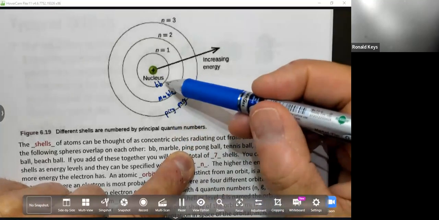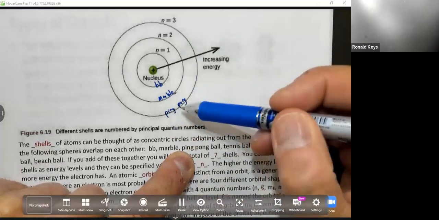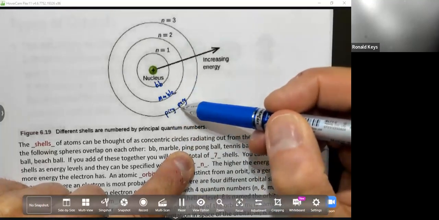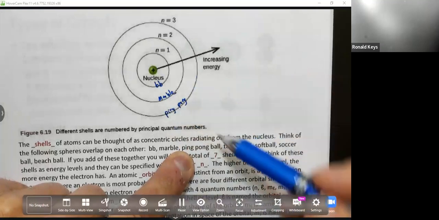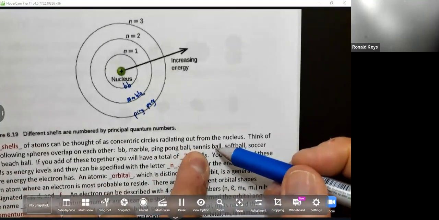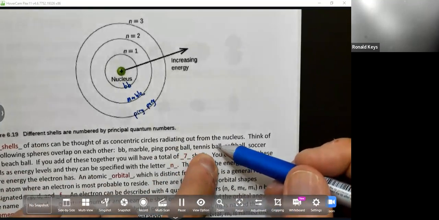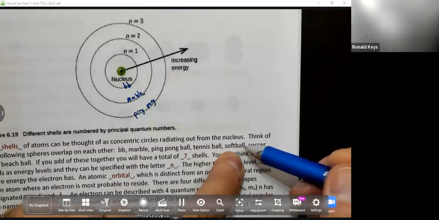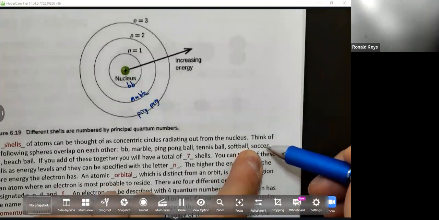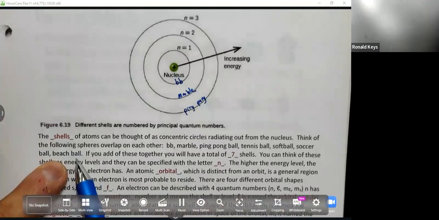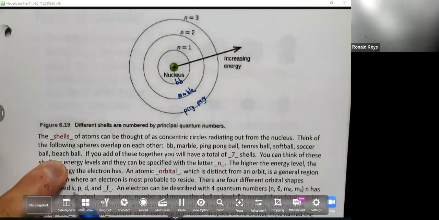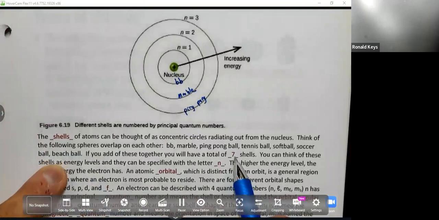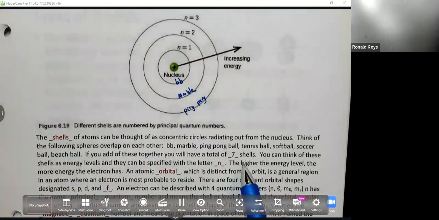So this is level 1, level 2 that I'll refer to, level 3. I'm going to keep going up. Over top of the ping pong ball, I can put a tennis ball, can't I? Level 4 is a tennis ball. Level 5 is a softball. Level 6 is a soccer ball. And level 7 is a beach ball. How many levels do I have? 7, right? So we could say 7 energy levels.